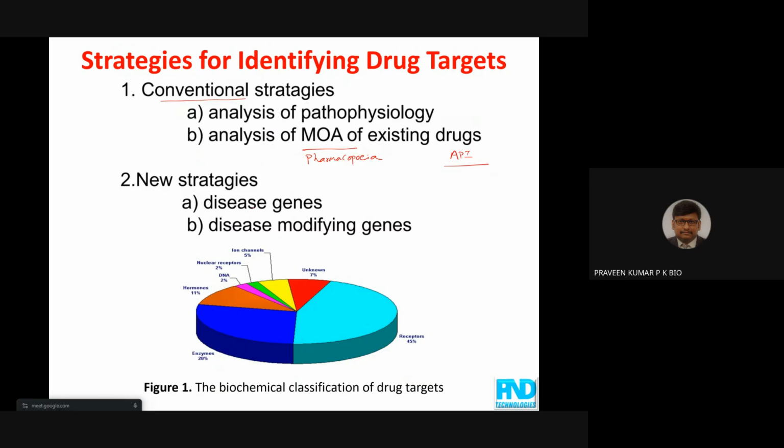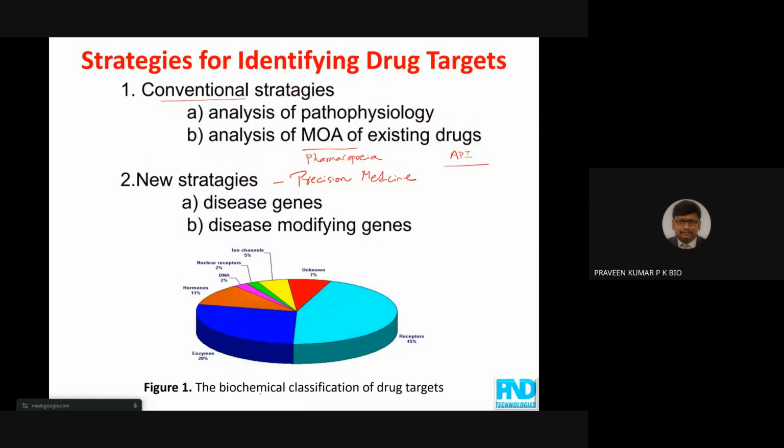In new strategies, we generally go with identifying the disease genes, and the disease modifying genes. The new strategies are majorly targeted for precision medicine. Not all drugs are going to treat the diseases. Whatever drug is specifically meant to treat a disease can treat only a few patients, not all the patients. If you want to target all the patients, obviously we have to use this kind of new strategy. One should know about this information.